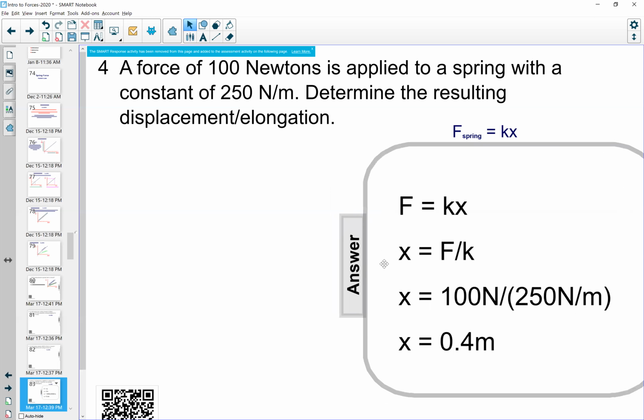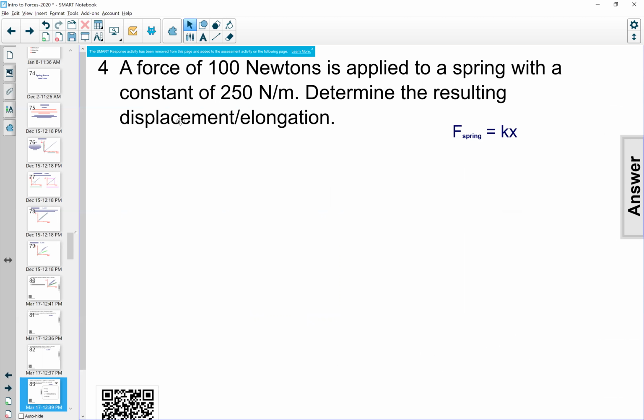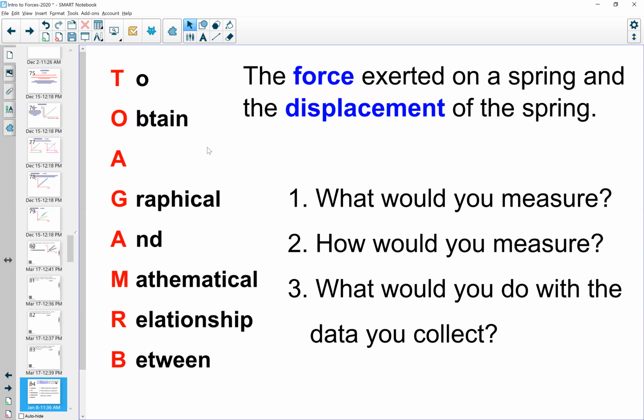All right, so now we're going to put you in breakout groups and have you come up with a procedure. Let me refresh your memory of what we're trying to get in this procedure here. We're thinking through the TOAGAMRB acronym. What procedure would help me obtain a graphical and mathematical relationship between the force exerted on a spring and the displacement of the spring? Those are the between whats, right?